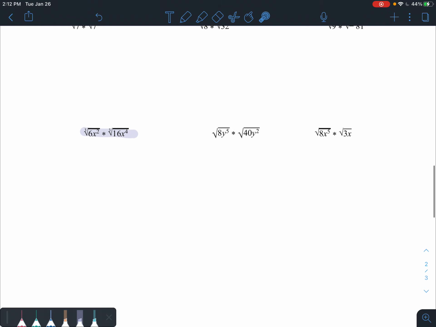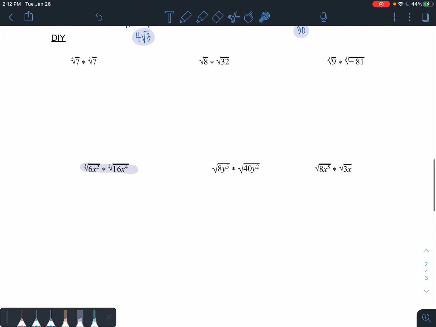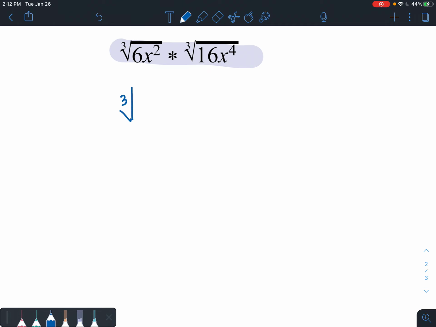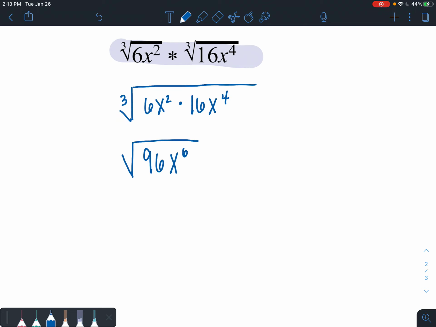All right, so let's do one more together from the DIY section. We're going to go down here to this one. Okay, so keep our index the same and multiply what's underneath. So 6x squared times 16x to the 4th. So then we do 6 times 16 and get 96. X squared times x to the 4th gives me x to the 6th.